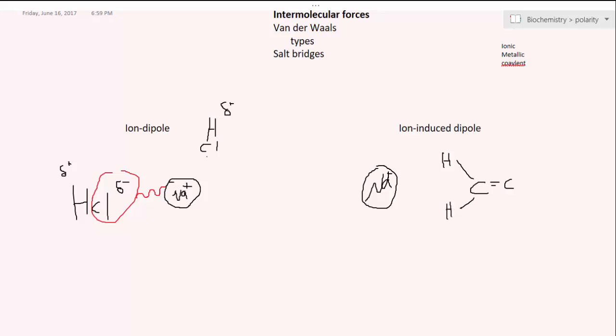The part of this molecule that is close to the sodium ion will get a partial negative charge because this sodium ion will attract electrons from this side, leaving this side with less electrons, so it will bear a partial positive charge. And because two opposite charges are close to each other, there would be an electrostatic attraction between the two. That's ion-induced dipole interaction.